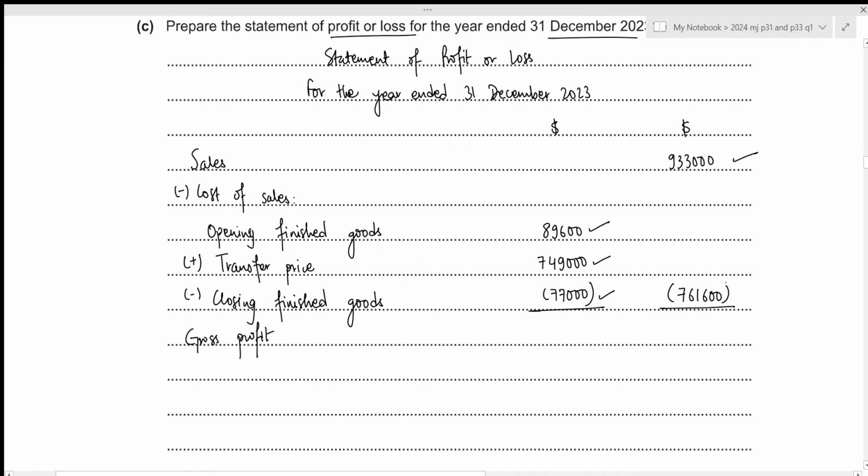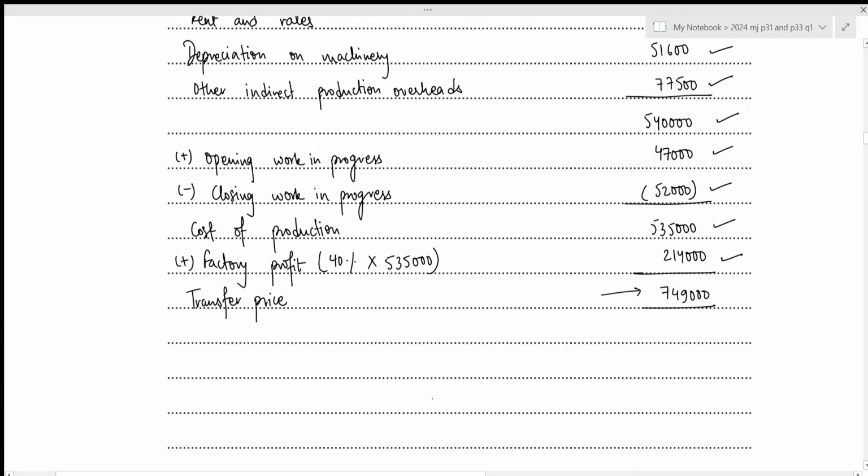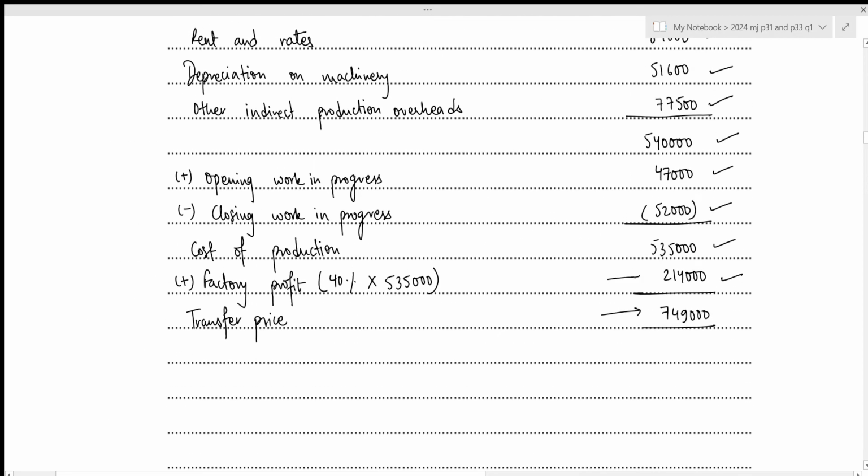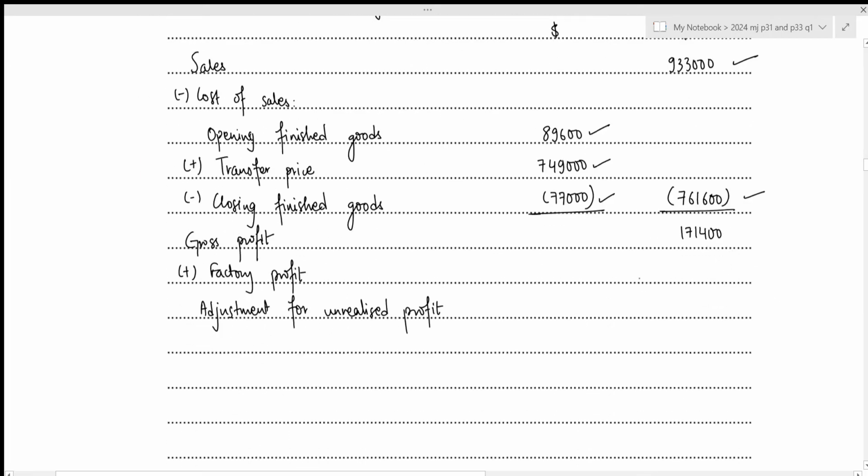That will be 933,000 minus 761,600, which results in 171,400. Now we need to add the factory profit to the gross profit, and we need to make the adjustment for unrealized profit. Okay, so factory profit in this case was just 214,000. Let's add it.